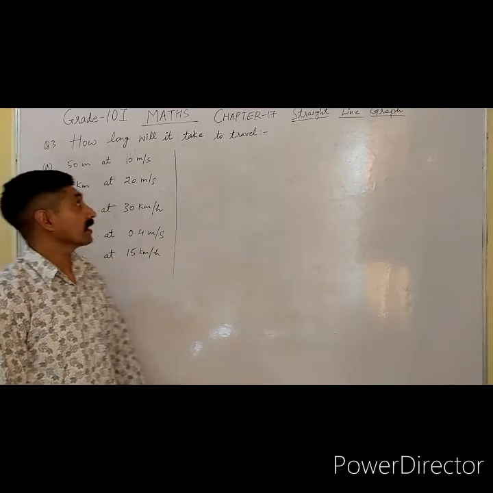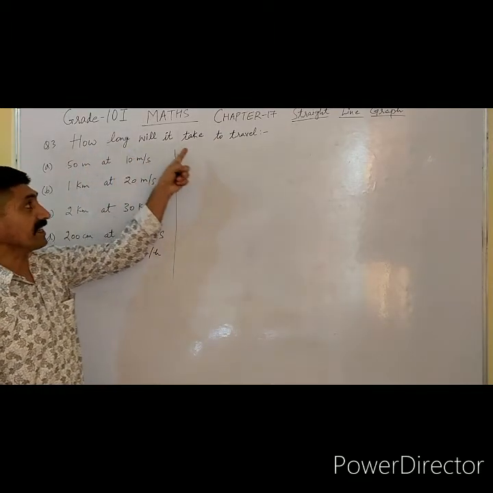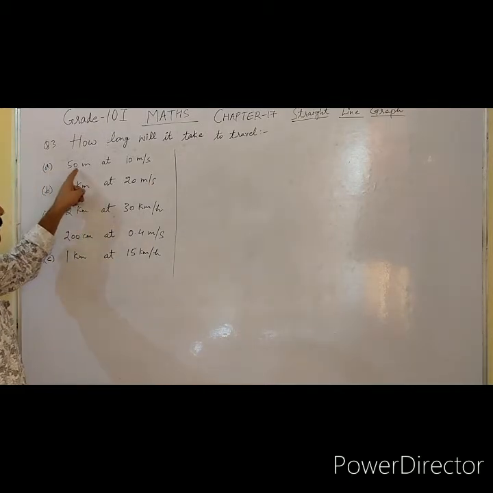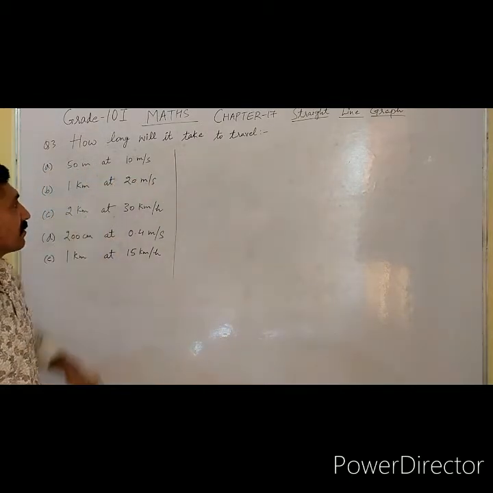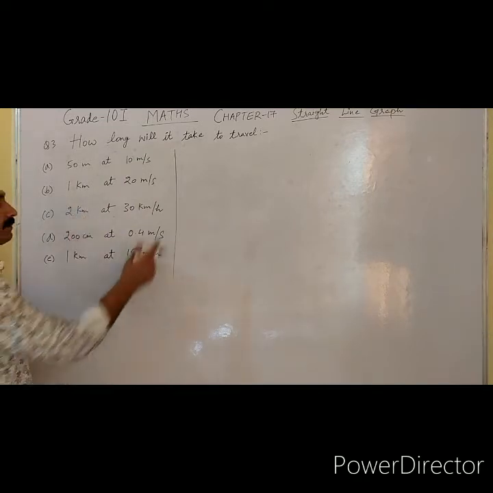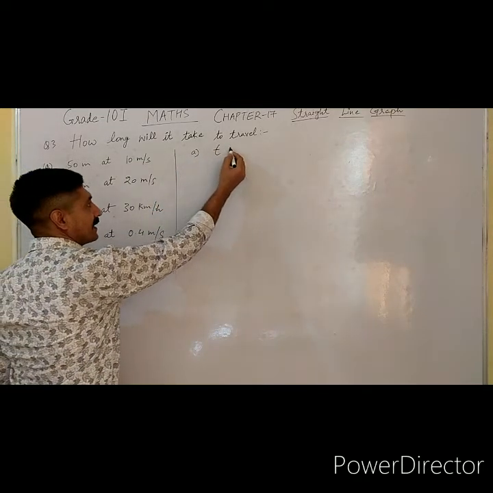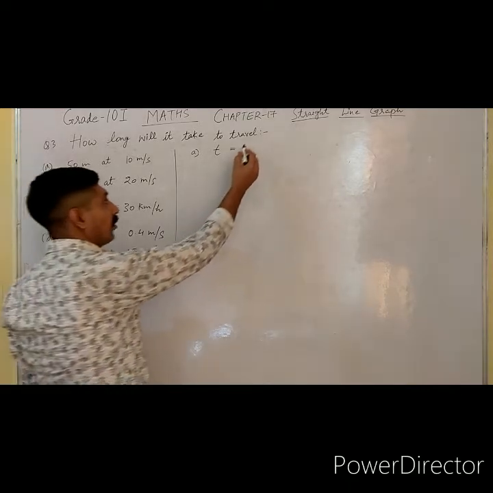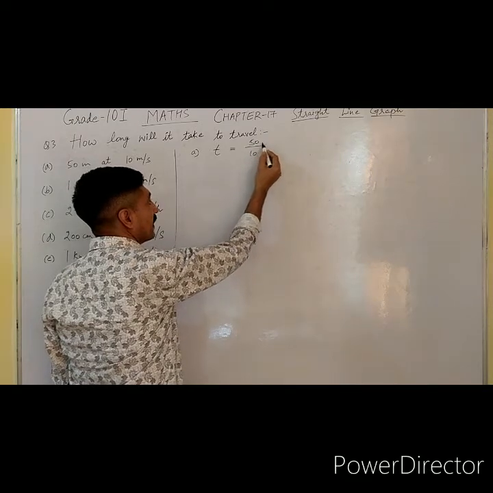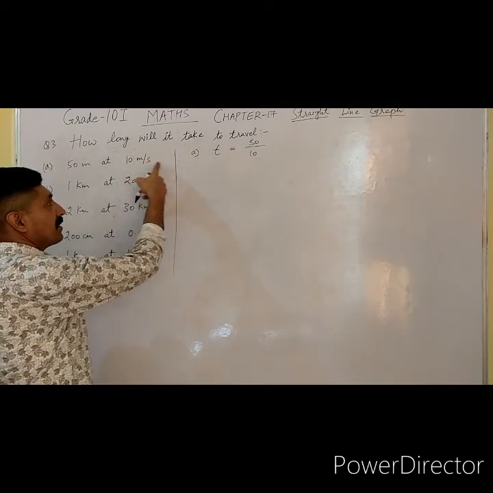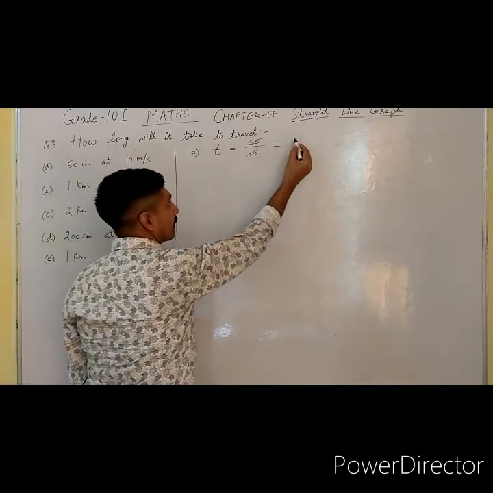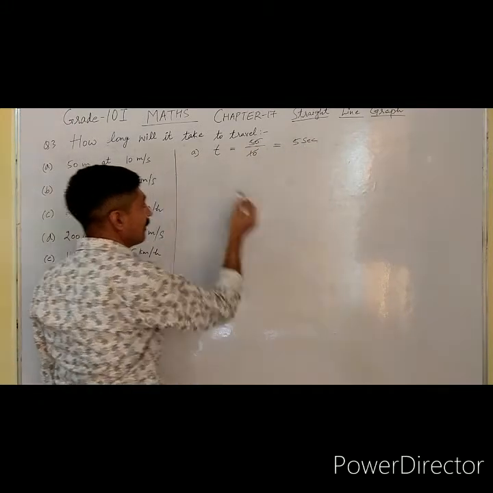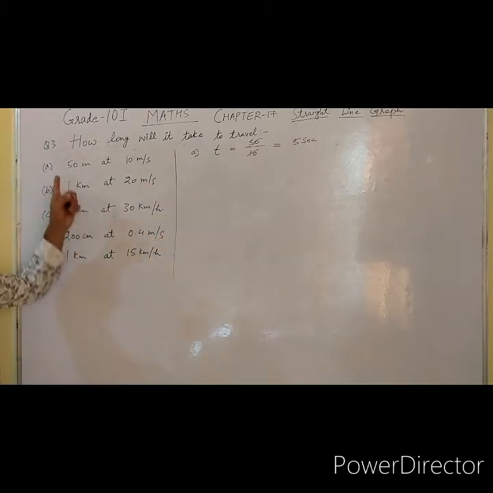Next question is, how long will it take to travel 50 meters at 10 meters per second? So we want to find the time. So here the time is equal to distance upon speed. So here we have 50 upon 10. Here the units are meters and meters per second, so the answer is 5 seconds. So in 5 seconds that object will complete 50 meters.